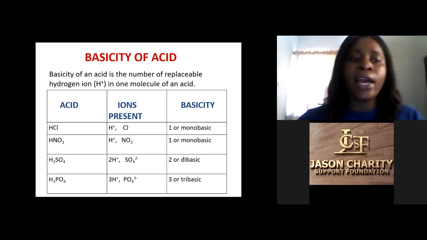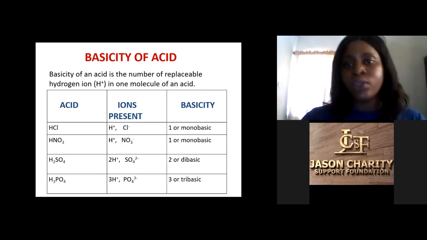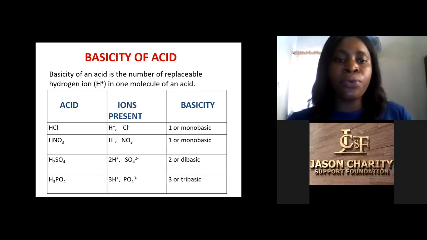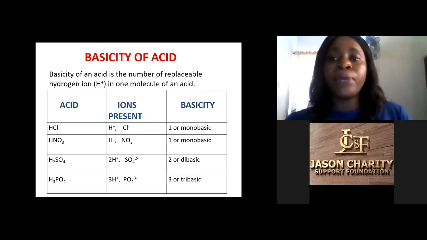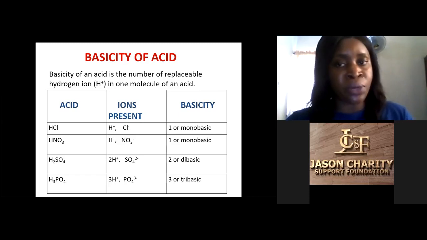Now, here I have the first acid, which is HCl. The ions present are the hydrogen ion and the chloride ion. So as you can see, when HCl dissociates, only one hydrogen ion is produced. Therefore, the basicity of HCl is 1, and we can also call that a monobasic acid.